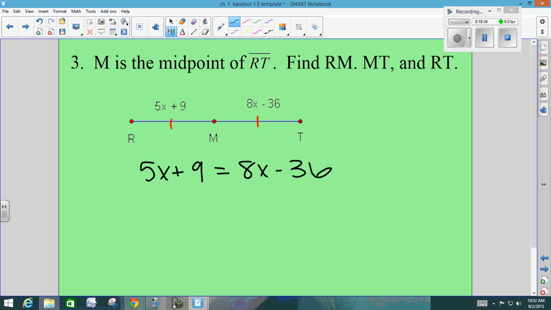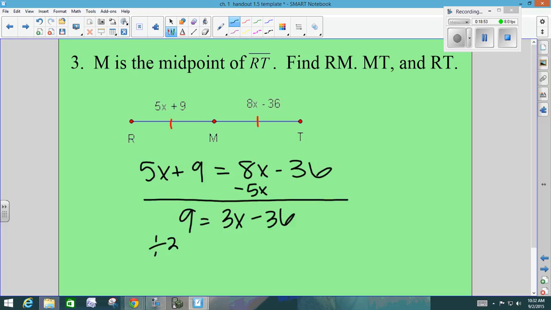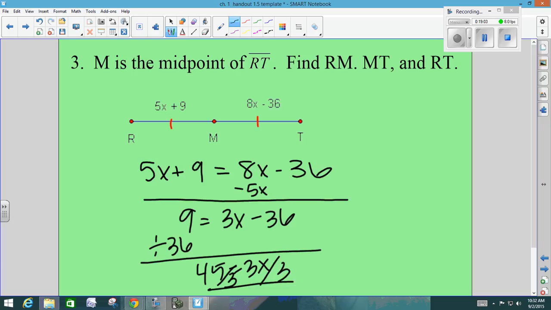Then use your algebra skills. Do you want to bring the 5x's to the right or the 8x's to the left? No, I'm asking you. Yeah, I would too, because then your x's stay positive. How do I move 36 over? What's 36 and 9? 45 equals 3x. How do we get rid of the 3? And 45 divided by 3? 15. Good. Sydney, are we done?